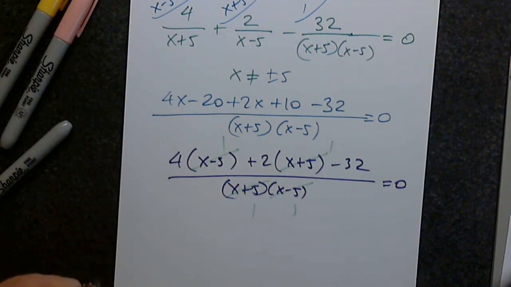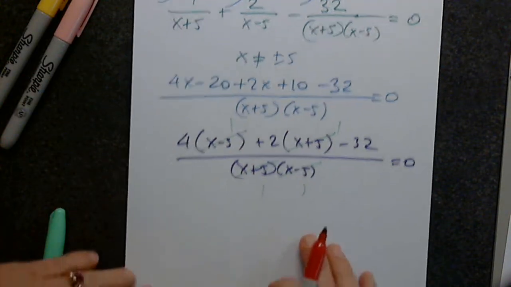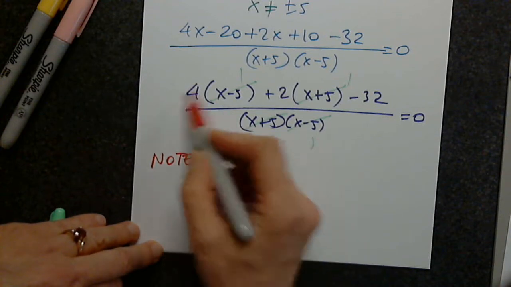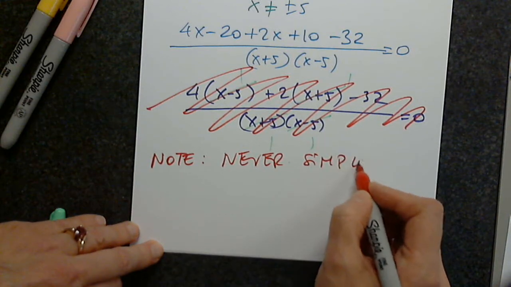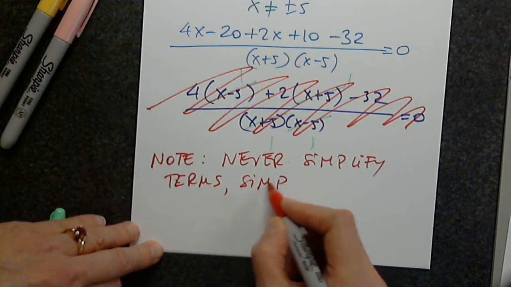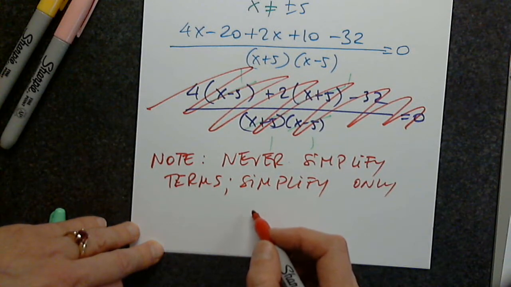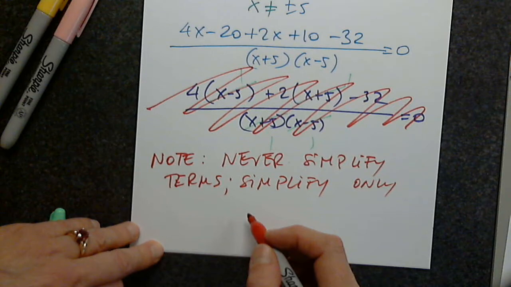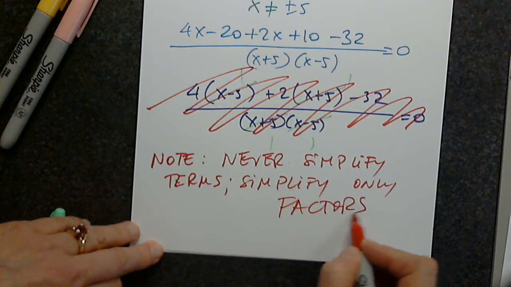And that will be a terrible mistake because you can only simplify, and let's write that big note. That's another super important piece of information. Never simplify terms. Simplify only, what keyword am I looking for? Only. Danny? Factors. Excellent.